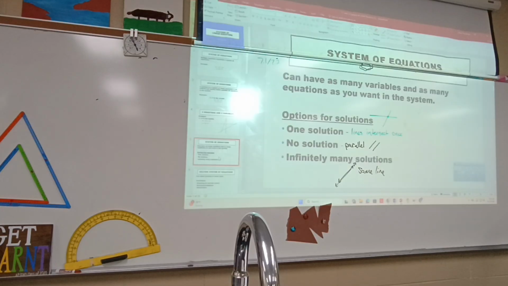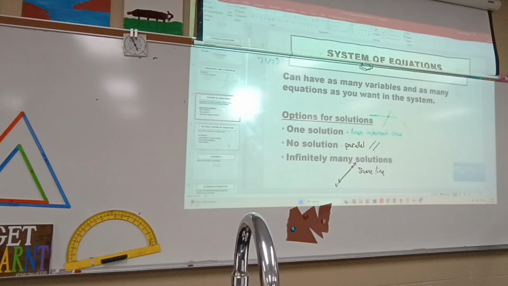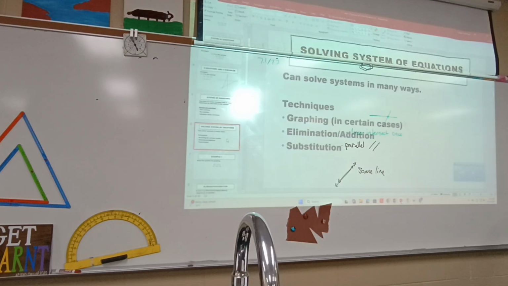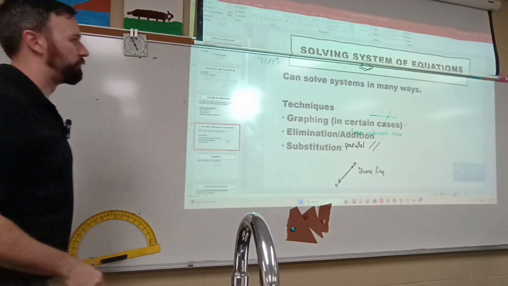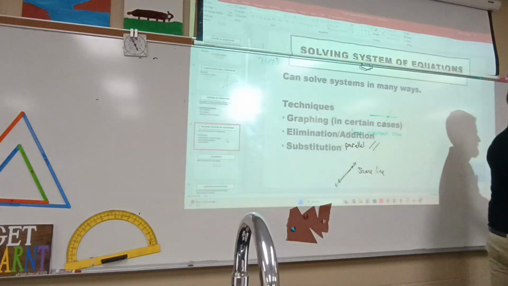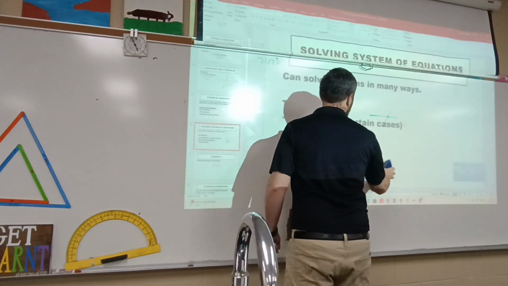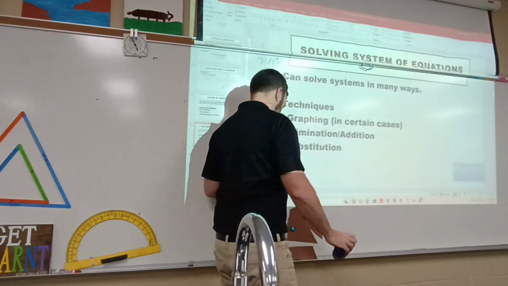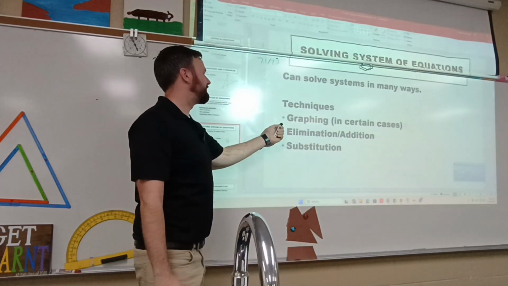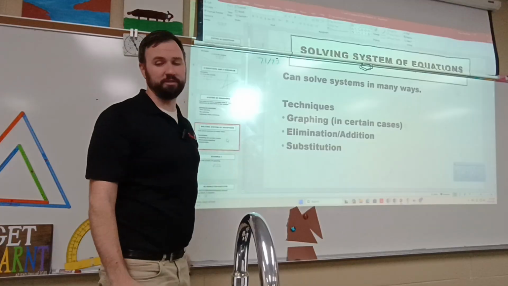We are 5 out of 20 slides down. It's going to get kind of wild here. Today, my goal is to show you guys 3 different ways to solve these equations. Back in the day, you might have spent a day on each of these. We're going to do them all in one. We could graph them, eliminate, and substitute.